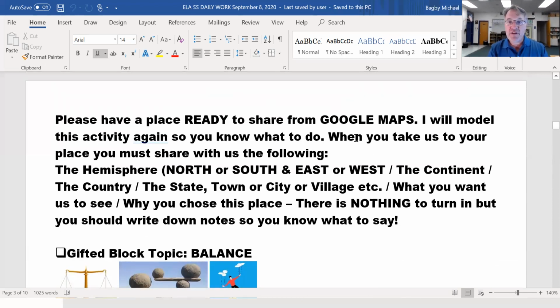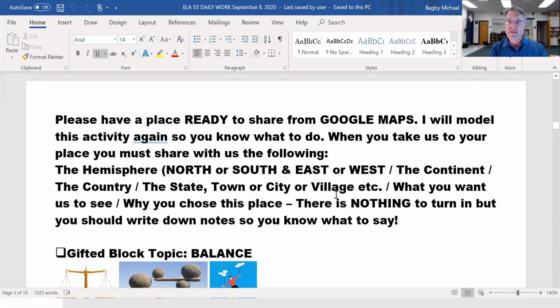Please have a place ready to share from Google Maps. I've had this up there now for a couple weeks, but I will be calling on some of you to share a place that you have found that you can take us to when you screen share during the Teams meeting. And what you'll have to share with us is what hemisphere is this in? Is this the northern hemisphere, the southern hemisphere, the eastern, the western?